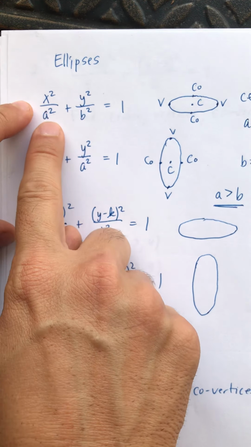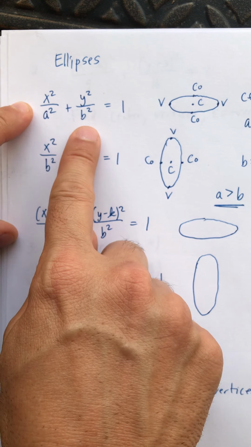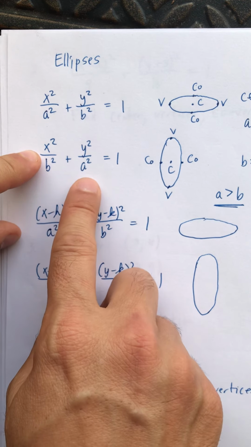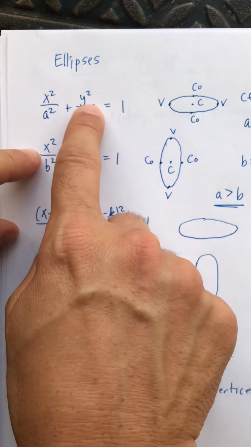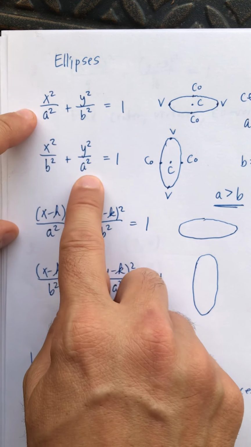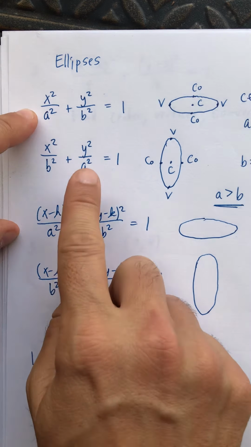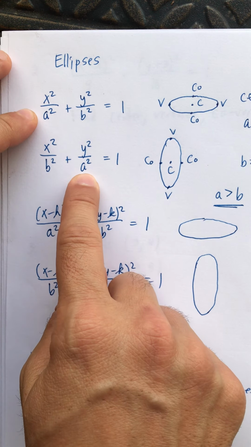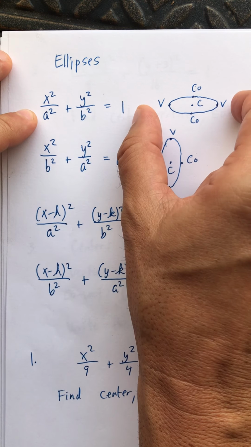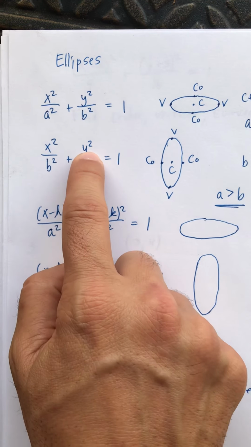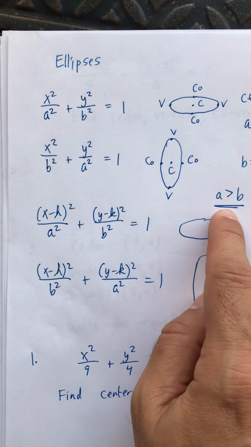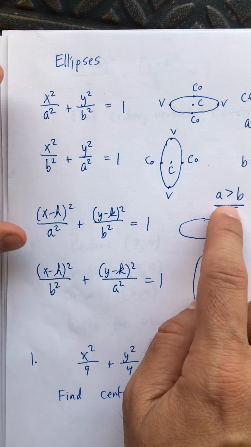First one, x squared over a squared plus y squared over b squared is equal to 1. Or x squared over b squared plus y squared over a squared is equal to 1. These are basically the same thing, but the a squared and b squared are flipped. Here the a squared is under the x, here the a squared is under the y. Where the a squared is tells us if it's a horizontal ellipse, meaning it's longer horizontally, or if the a squared is under the y, it's a vertical ellipse, meaning that it's longer vertically. A is always greater than b.